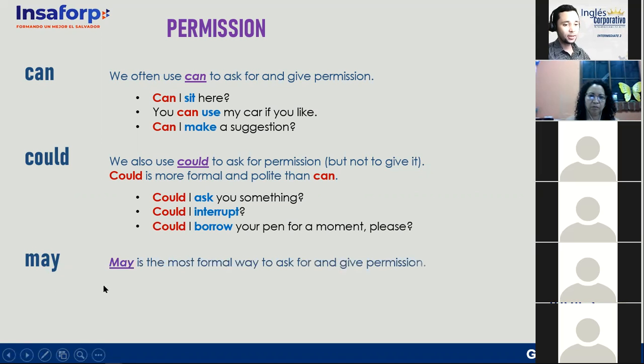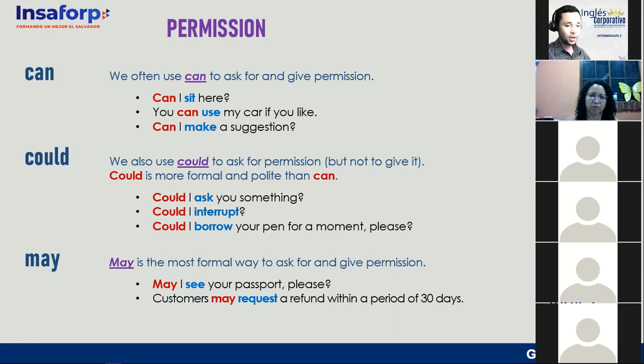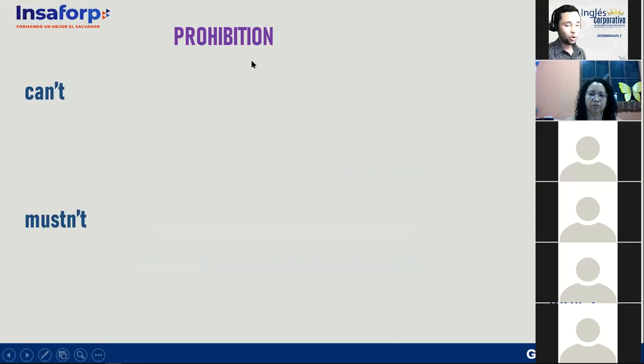And may is the most formal way to ask for and give permission. May I see your passport, please? Customers may request a refund within a period of 30 days. These pages may be photocopied for classroom use. That's permission. What about prohibition?